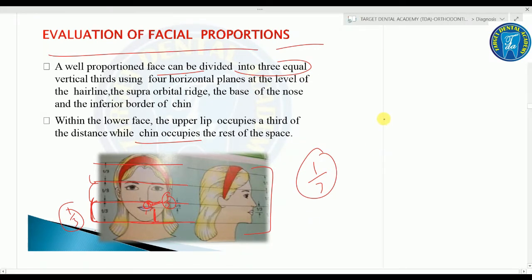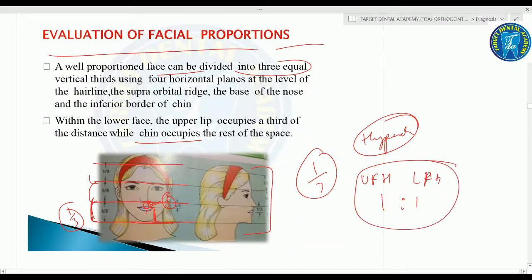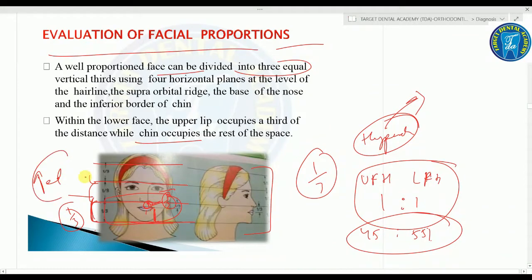Right? But in case of the hyperdivergent patient, the lower facial height, basically in a normal individual, the ratio of the upper facial height and lower facial height is 1:1. That is, in terms of ratio, it is 1:1, but otherwise it is 45:55. Right? So in case of the hyperdivergent patient, the lower facial height is increased. Fine.